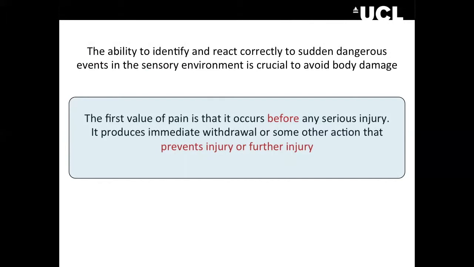So it's important because it happens before there is an injury or before the injury becomes more serious. It's very useful from an evolutionary perspective. And in my lab, we have been trying to understand the rules behind the decision of the brain to detect these threats in the environment.